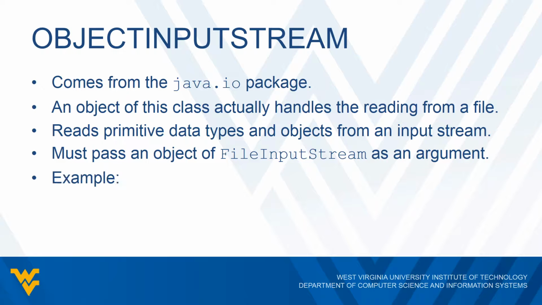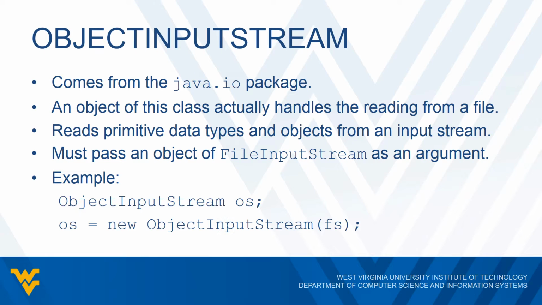So if we take a look at an example here, we could create a reference variable, an object input stream reference, we'll call it OS, and then we create an object of that class, and we pass our file input stream object in here, so we'll pass fs if we use our earlier example, and then we'll store that result into OS. And then we can just call the appropriate methods for reading in specific data types from the file and put it into our program.